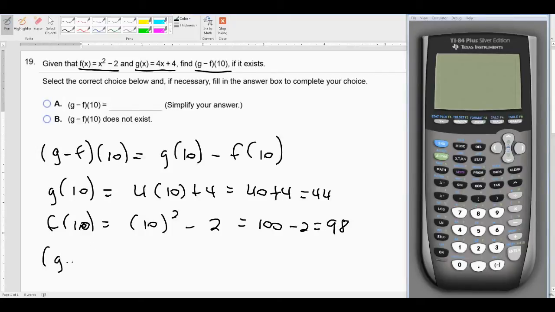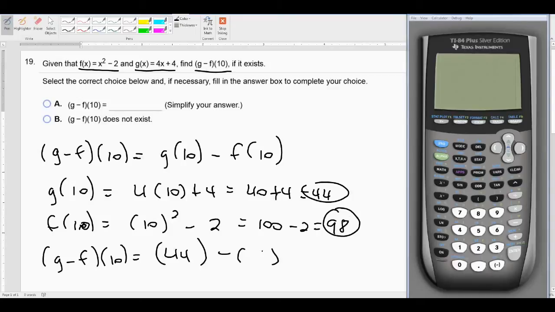So to find g minus f of 10, we're going to do g of 10 first, which is 44, minus f of 10, which was 98. And that answer is negative 54. Don't believe me? You can always type it in. 44 minus 98. Is that crazy or what?